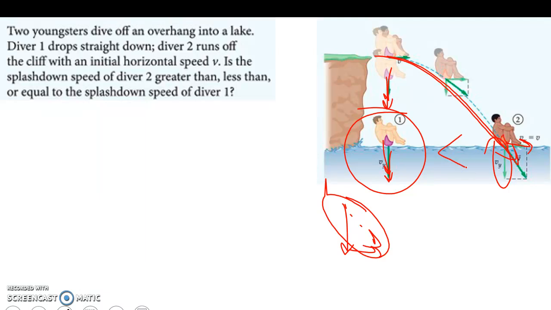So if you're jumping off a diving board or a cliff or whatever, and you want to have a greater velocity when you land, you want to give yourself a horizontal velocity to get that done, so that your combined vector, your resultant, will be greater.